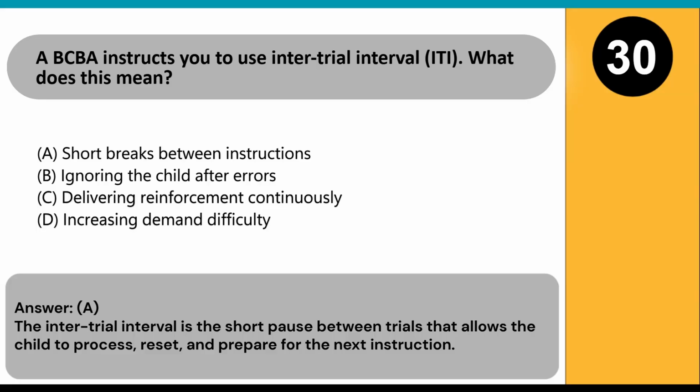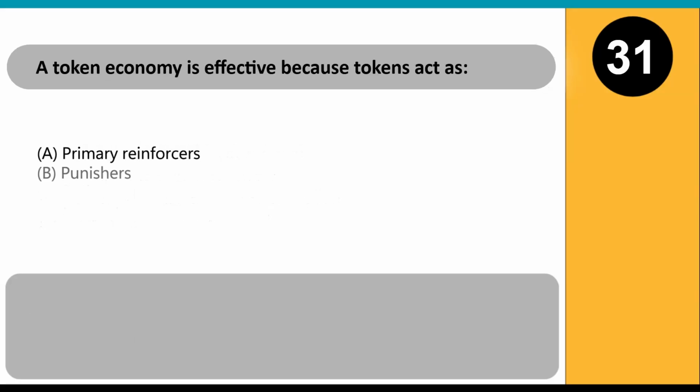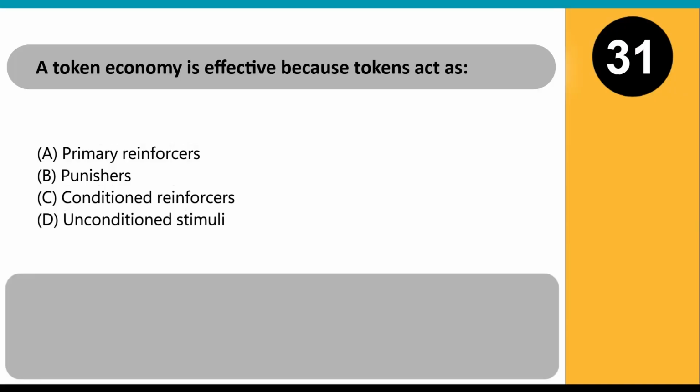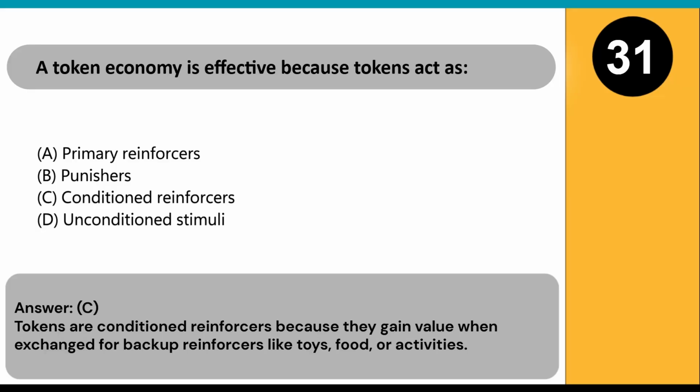next instruction. A token economy is effective because tokens act as: A. Primary reinforcers. B. Punishers. C. Conditioned reinforcers. D. Unconditioned stimuli. Answer: C. Tokens are conditioned reinforcers because they gain value when exchanged for backup reinforcers like toys, food, or activities.